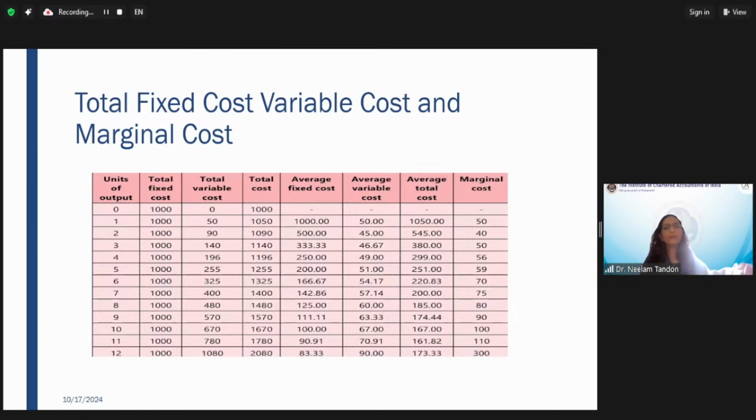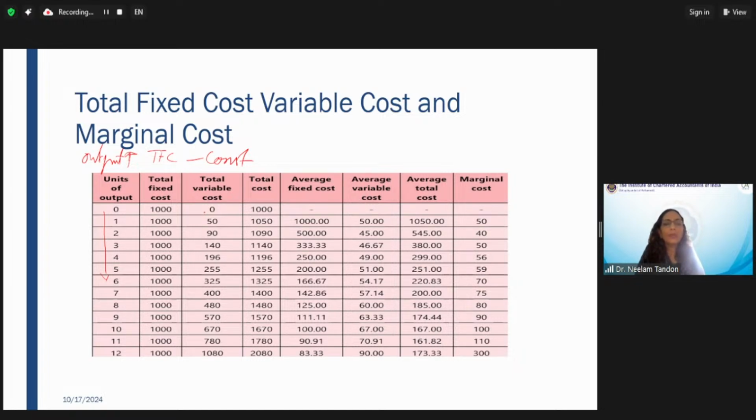Now, if you look at this table here, this table will help you to understand all the concepts of cost with respect to fixed cost, variable cost, average fixed cost, total cost, and marginal cost. You see here, units of output are increasing from 0 to 1, 2, 3, 4, and so on. So output is increasing. Number 2, total fixed cost is constant. It's not increasing, it's the same. Output is increasing, but the cost is the same, 1,000.